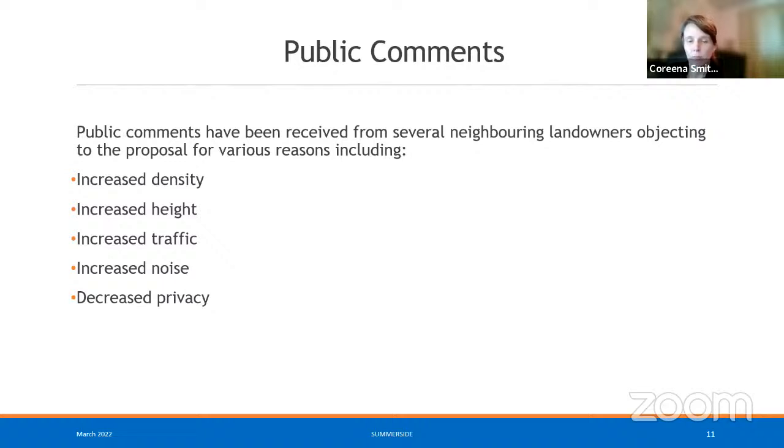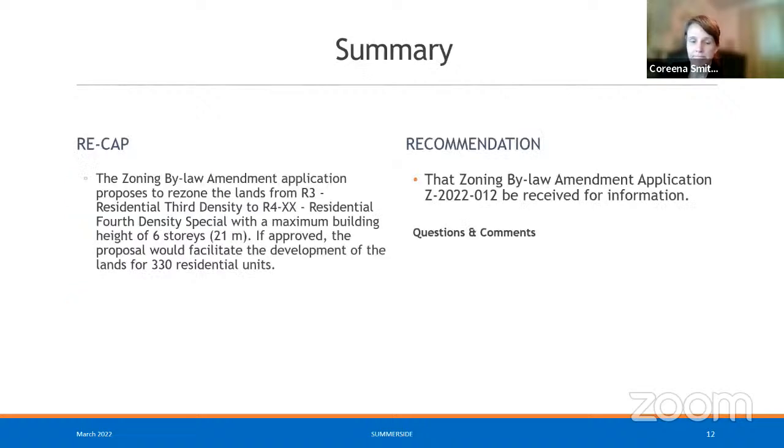And we did receive several public comments. I believe at the time of this report, we had included 9 public comments from households in the area. And we have received some additional comments. I believe we're up to 17 comments from members of the public who had expressed either objection or concerns or questions relating to this proposal. And those specifically related to density, height, traffic, noise, and privacy.